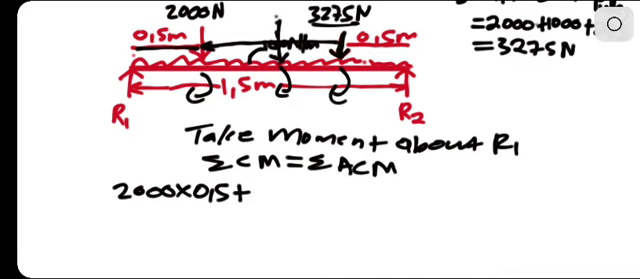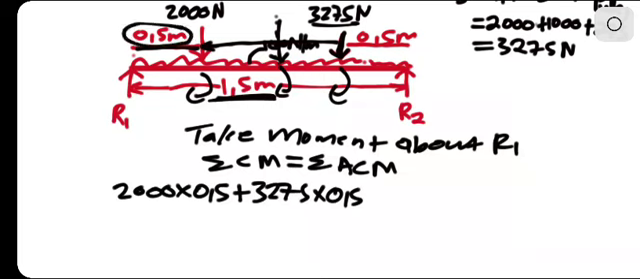It would be 3275 multiplied by 0.5. Remember, the whole length of this beam is 1.5. Already we have 0.5 here, and also here we have 0.5. 0.5 plus 0.5 is 1. Clearly, the remaining is 0.5 also. So then plus, here is a problem now.